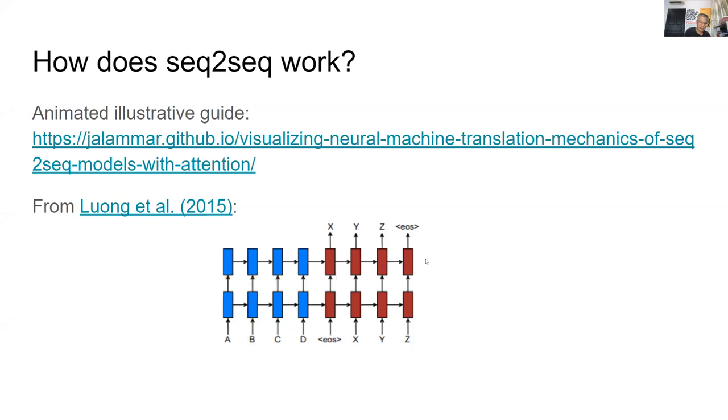Okay. Let's ask everyone, just to make sure, because this is sort of fundamental information. What's the difference between the information that's passed by the encoder between D and the end of sentence, and then between the decoder at that position?